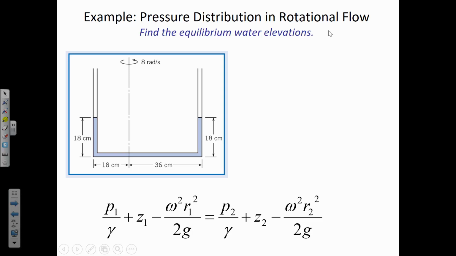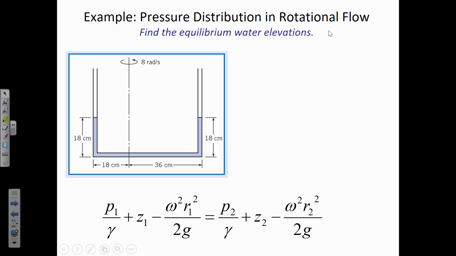Well, we need another equation. We need an equation that relates Z1 and Z2. And I'll give you a hint. The amount of water inside of that U-tube isn't going to change when it's spinning. It's just going to be in different locations. And so here's the before. In the before, there's 18 centimeters in the left side, and there's 18 centimeters on the right side. So when it's spinning, there's still going to be 36 centimeters of water. It's just some of it's going to be on the left and some of it's going to be on the right. And so that's where we can get another equation from.